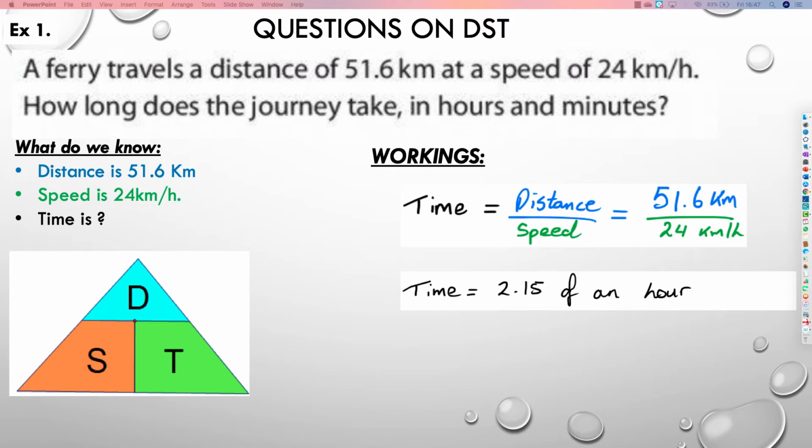2 hours and 9 minutes, because it's 0.15 of an hour, which is 2 hours and 9 minutes. So if we don't know how to do the hours and minutes in our head or on the calculator, we hit that button and it converts it. Is that okay? Right, the next one.